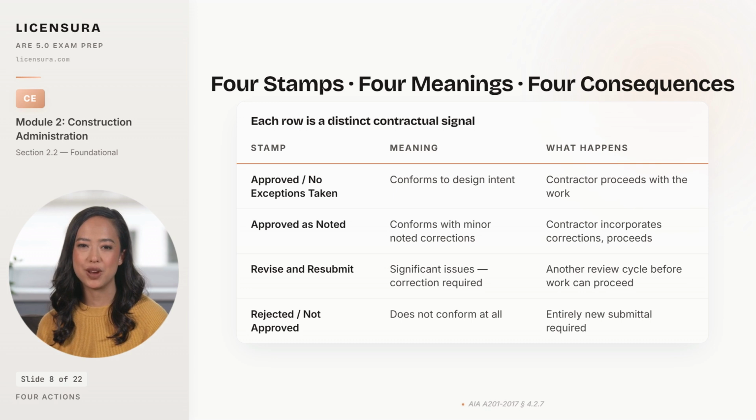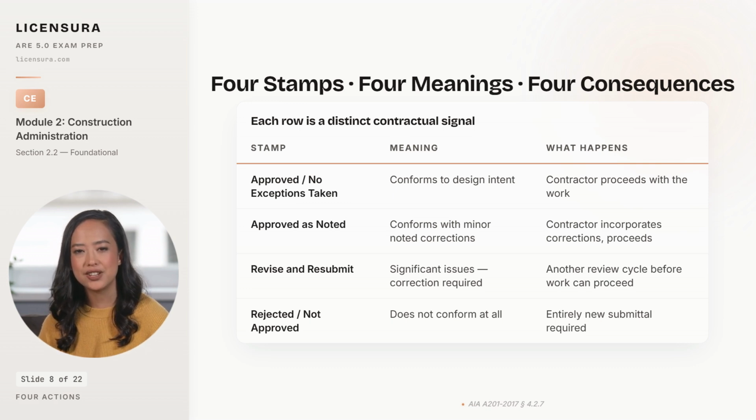The contractor corrects the deficiencies and submits a revised package for another full review cycle, and the work covered by this submittal cannot proceed until that cycle completes. And rejected, or not approved, is the strongest stamp. The submittal does not conform at all, the existing submittal cannot be salvaged, and the contractor must prepare an entirely new submittal from scratch. The exam will test whether you can match each stamp to the correct downstream action. So commit the 4 pairings to memory.